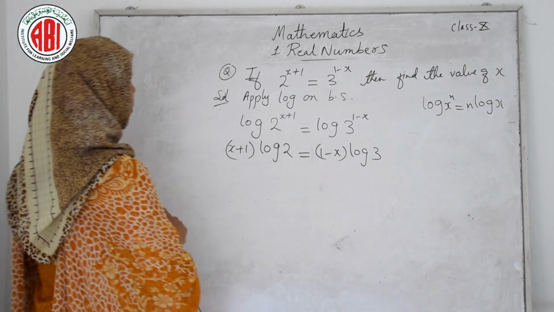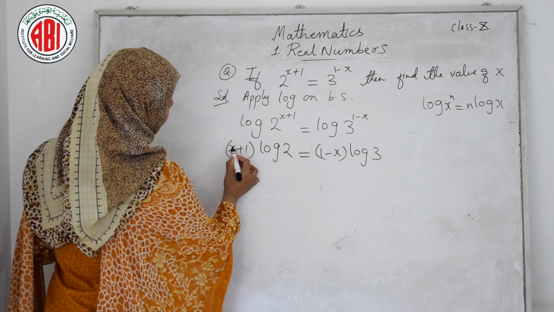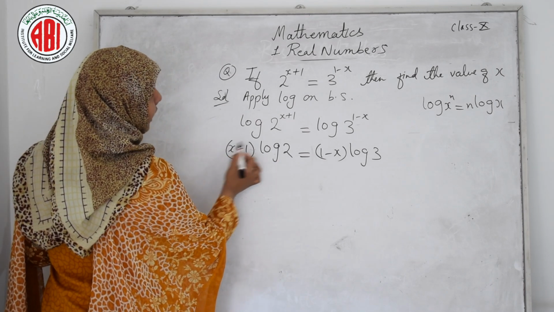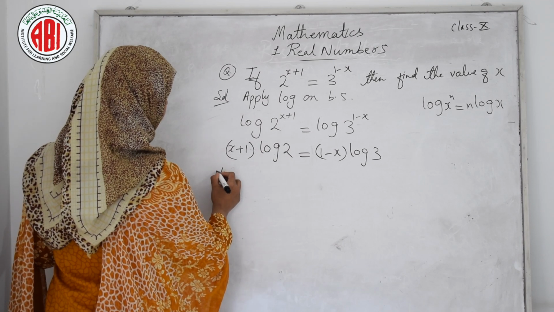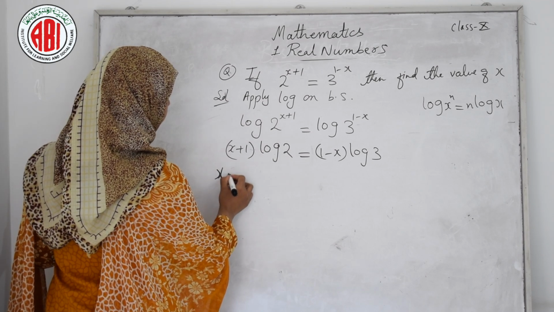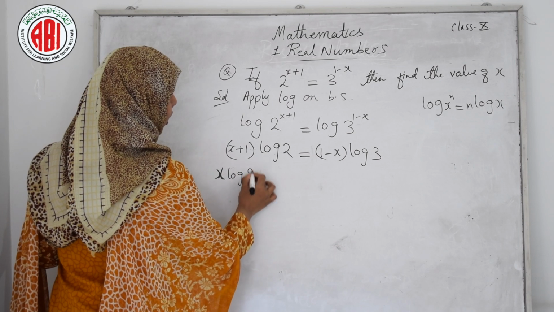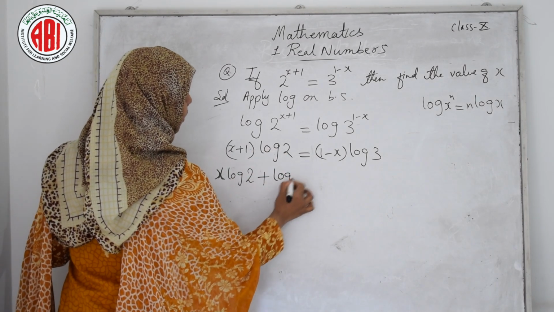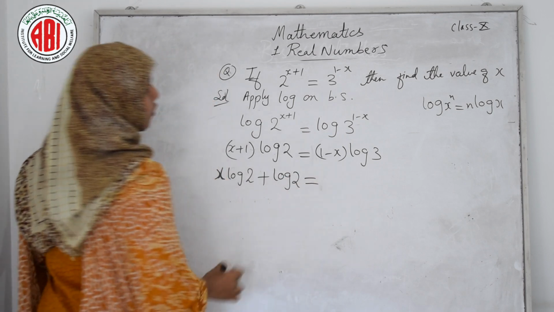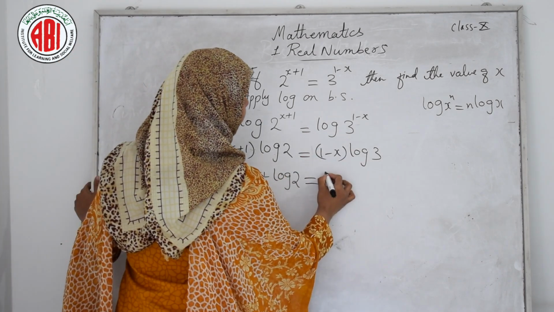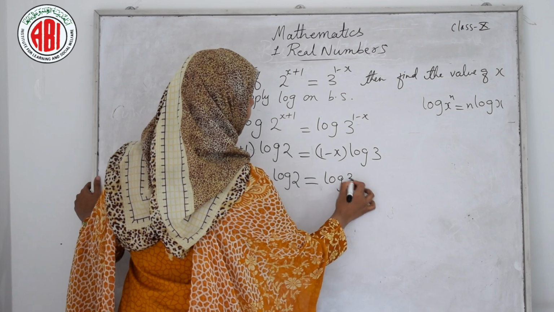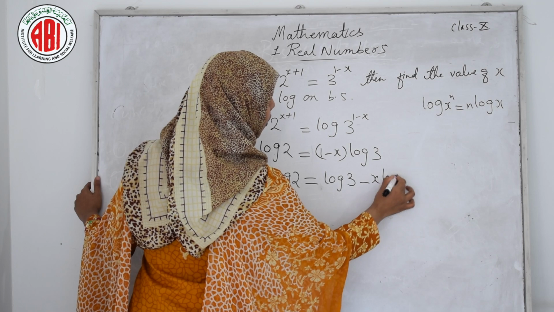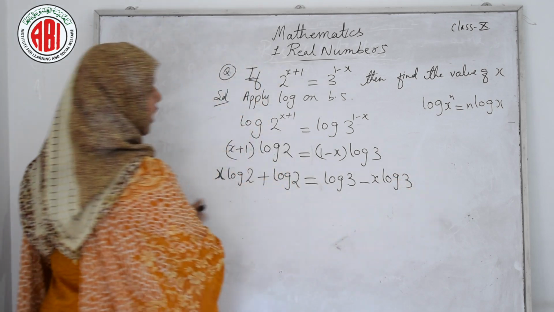Now after this, what we can do? We will open the bracket. That means log 2 you have to multiply to both x and 1. x into log 2 plus 1 into log 2 is log 2. That is equal to 1 into log 3 is log 3 minus x into log 3 is x log 3. This is the equation we got.